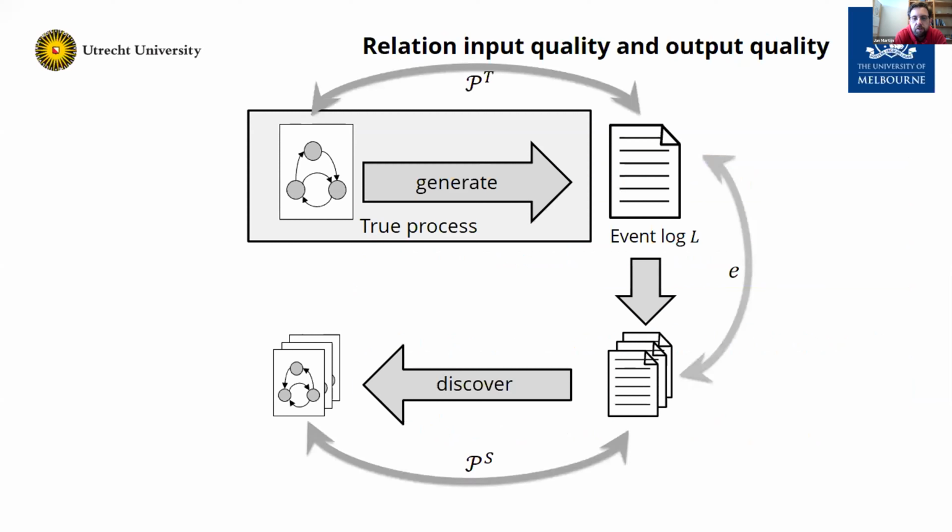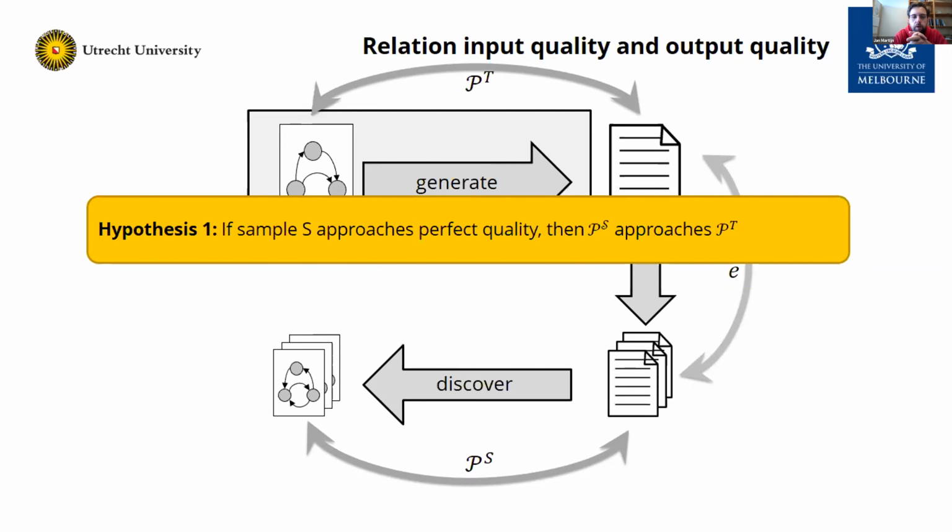So if we again look at this schema, what we would like to know in a controlled setting is whether we know something about the relation between those. If we know, we can start looking into a hypothesis saying: if the sample S, let me put the pointer on, if the quality, so the error of the sample, reaches the perfect score, so the sample is as good as the original event log, then what do we know about the quality of our discovered model? Does this quality approach the quality of the true process? That's a hypothesis.